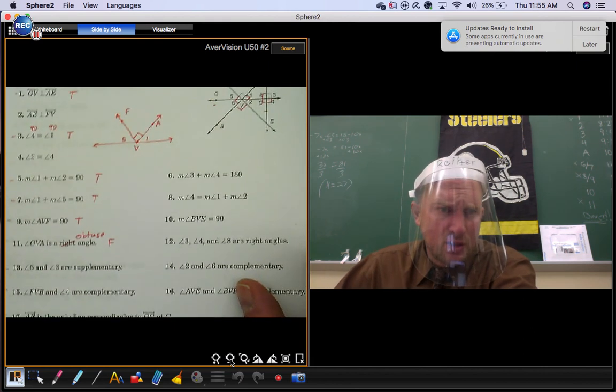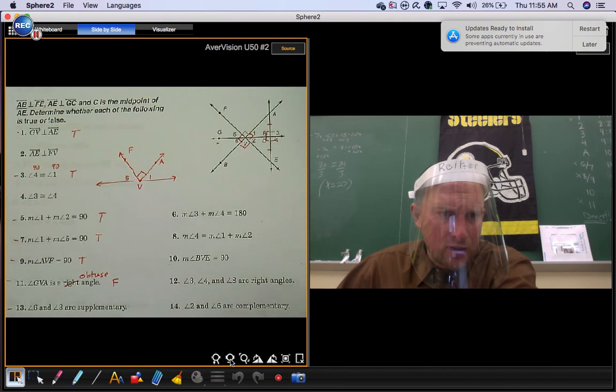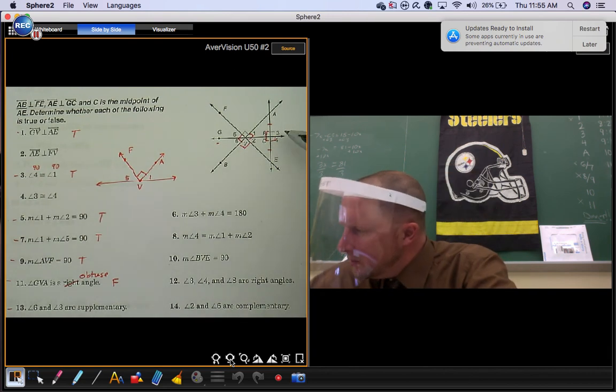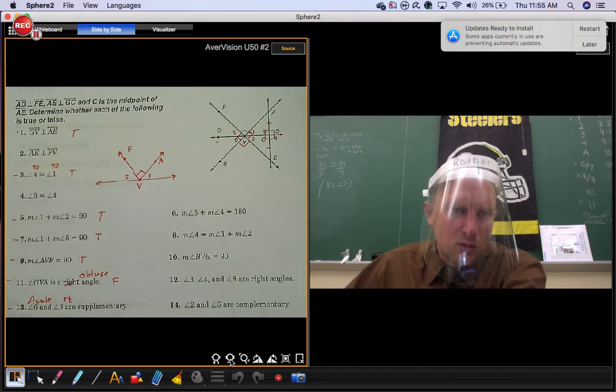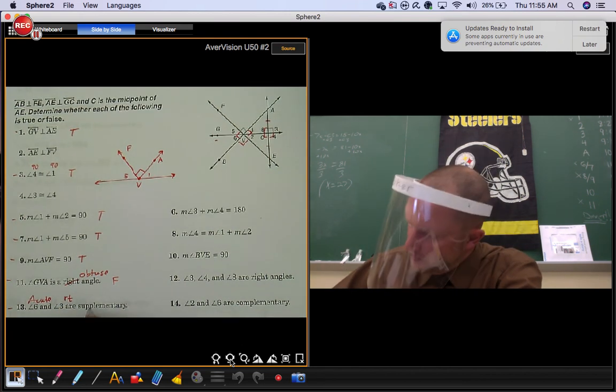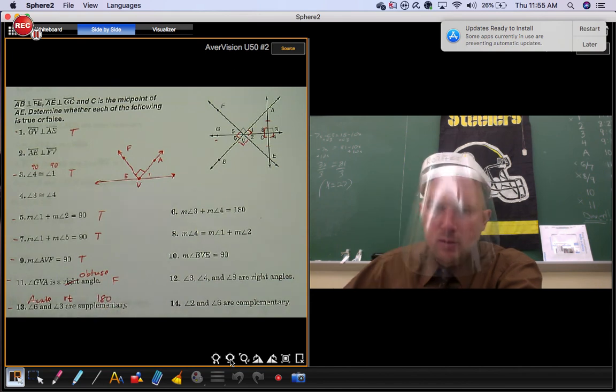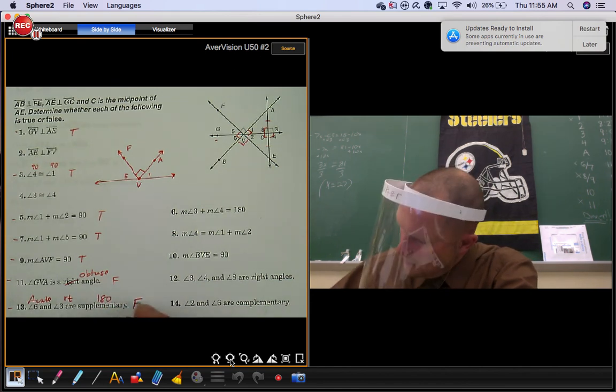Number 13, angle 6 and angle 3 are supplementary. Here's angle 3, it's right, and angle 6 is acute. If you have an acute angle and a right angle, do they add up to 180? Definitely not.